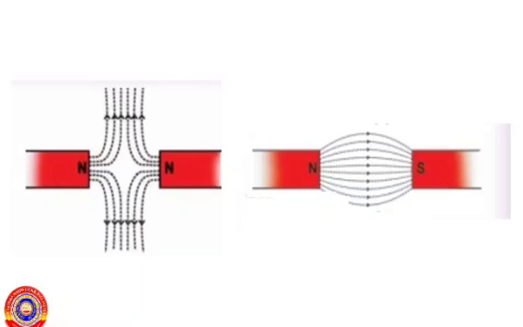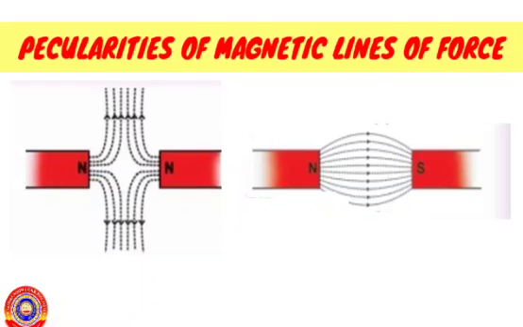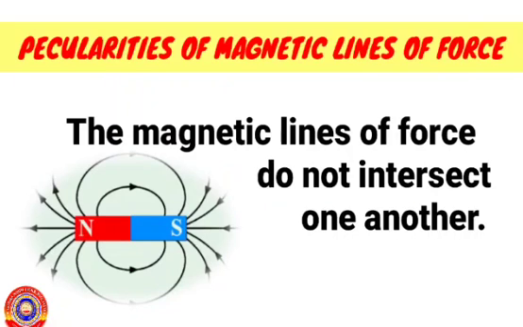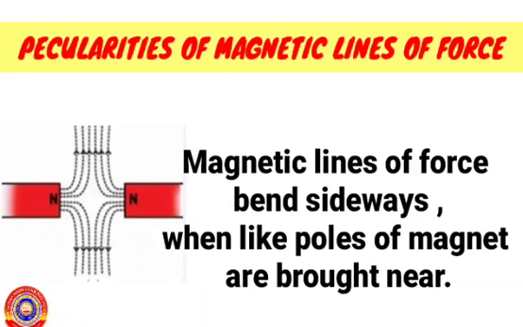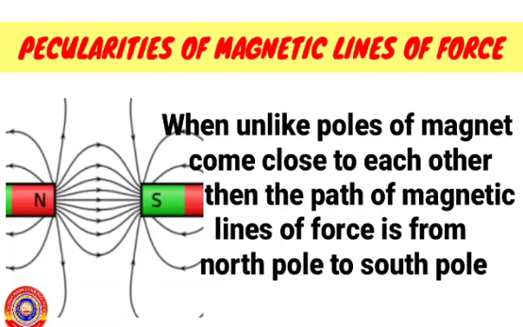From these two figures, can you find out the peculiarities of magnetic lines of force? Yes, the magnetic lines of force do not intersect one another. The magnetic lines of force bend sideways when like poles of magnet come near each other. And when unlike poles of magnet come close to each other, the path of the magnetic lines of force is from the north pole of one magnet to the south pole of other magnet.